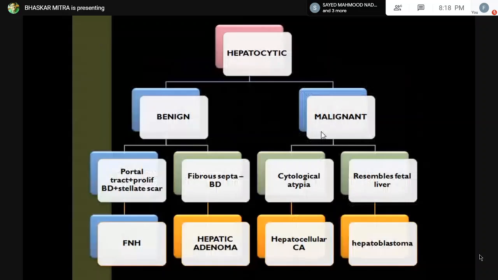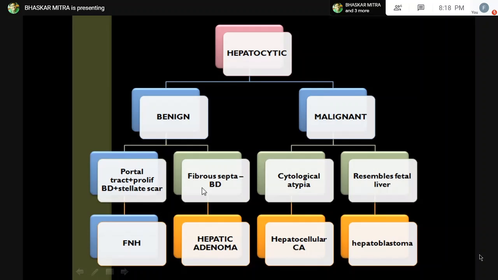Now, dividing this into a flow chart: if we see a hepatocytic proliferation, is this a benign or a malignant hepatocytic proliferation? If it is benign, with the presence of portal tracts and proliferated bile ducts in the periphery with a stellate scar, we consider this a focal nodular hyperplasia.